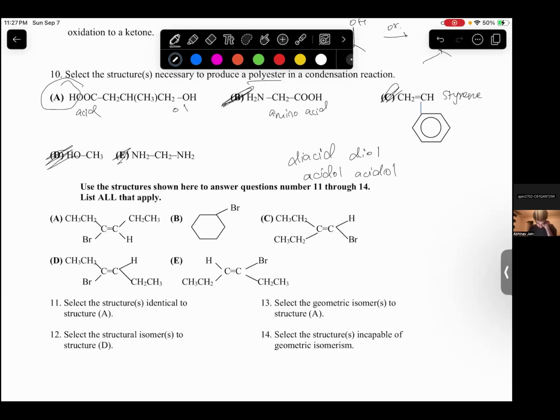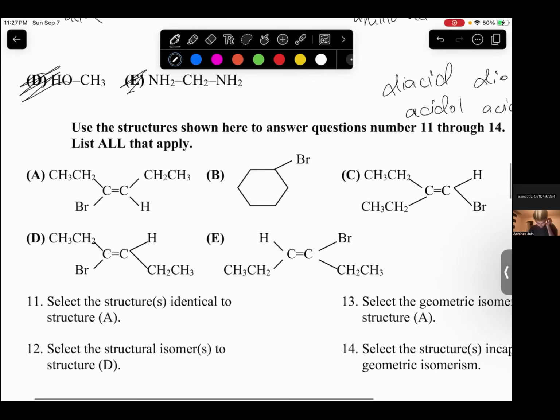Next up, we have 11. It says select the structures identical to A. A is clearly a molecule where we have these two groups on the same side of the double bond. So E is going to be the only identical structure, because these two are the exact same.